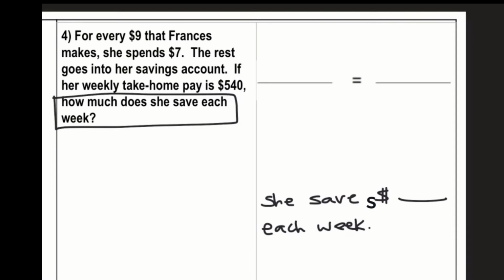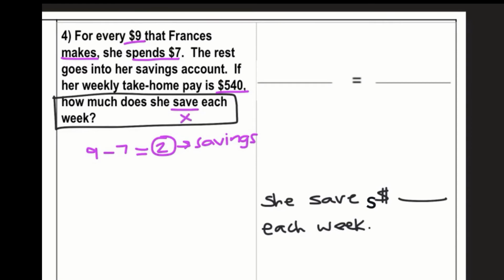Let's look for those relationships above. We know that for every $9 that she makes, she spends $7. So 9 that she makes, she spends 7. The rest goes into her savings. Do we know what the number is? No, we got to figure it out. So we know she makes 9, but she spends 7. So I would subtract, right? How much goes into her savings? 2. So that represents savings. Good to know. If her weekly take-home pay is $540, how much does she save each week?